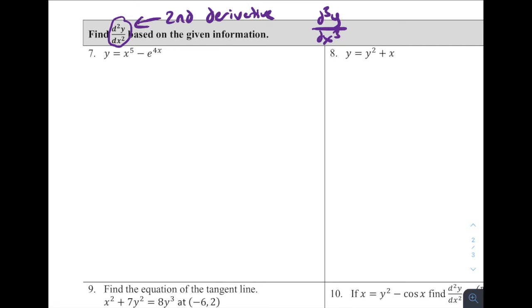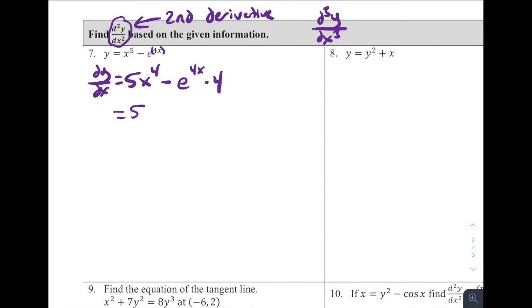So y prime, aka dy dx, is equal to, in this case, 5x to the fourth, minus, by the chain rule here, because technically this 4x is in the exponent of that e to the x function, this is going to be e to the 4x. Because the derivative of e is itself, the 4x, the inside stays the same, but we need to multiply by the derivative of the inside. So the derivative of 4x is 4.